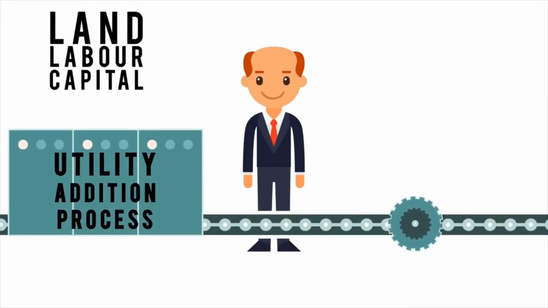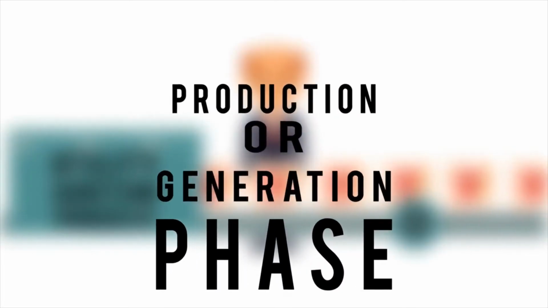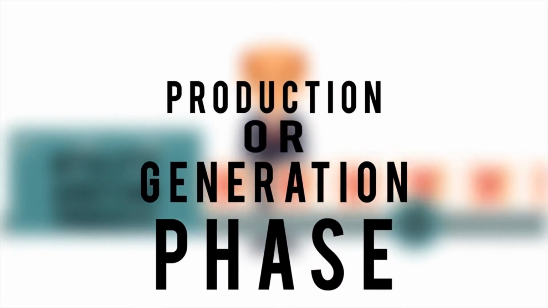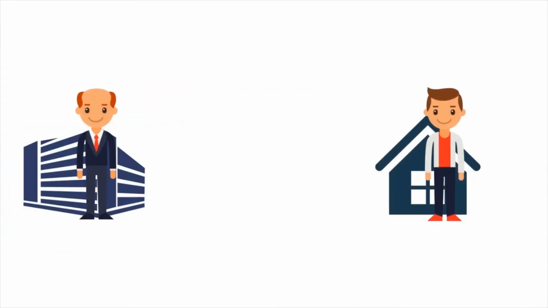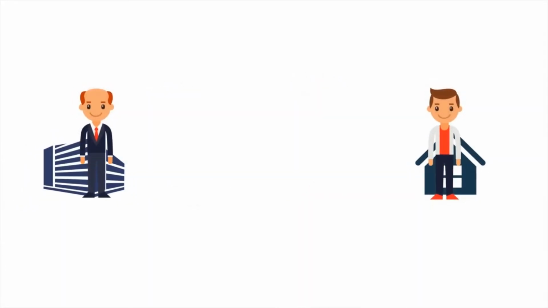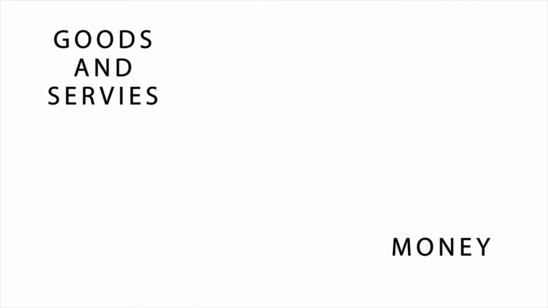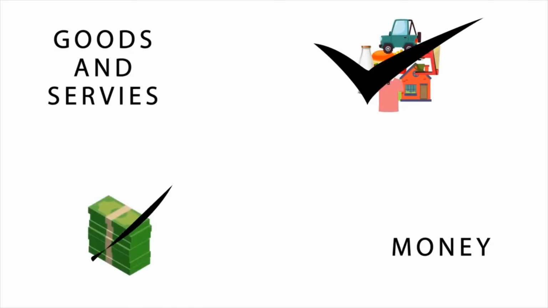Now the firm using these inputs adds value or increases the utility of the raw material and thus transforms it into a product. This is the production or generation phase, which is to do with the production of goods and services. The inputs offered by the households, which are land, labor, capital and enterprise, is categorized as factors of production. Here the product produced by the firm for household consumption, as well as the factor inputs or the factor services provided by the households, is termed as real flow, or physical flow, as there is only exchange of goods and services taking place without exchange of money.